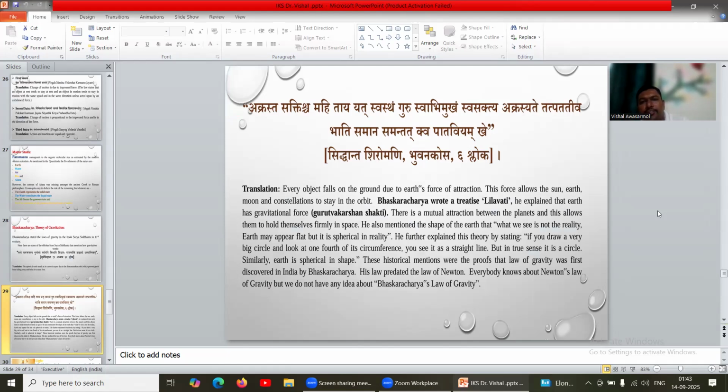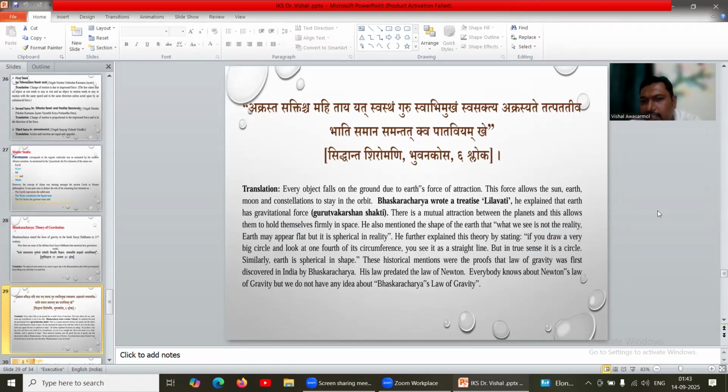Bhaskaracharya wrote a treatise, Lilavati. He explained that Earth has a gravitational force. There is a mutual attraction between the planets, and this allows them to hold themselves firmly in space. He also mentioned the shape of the Earth, that what we see is not the reality. Earth may appear flat, but it is spherical in reality.